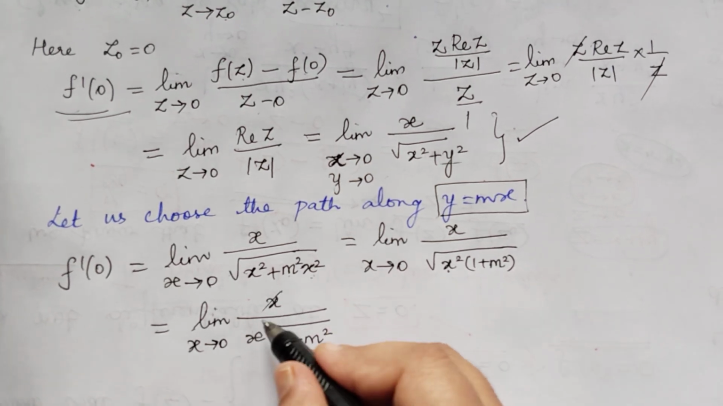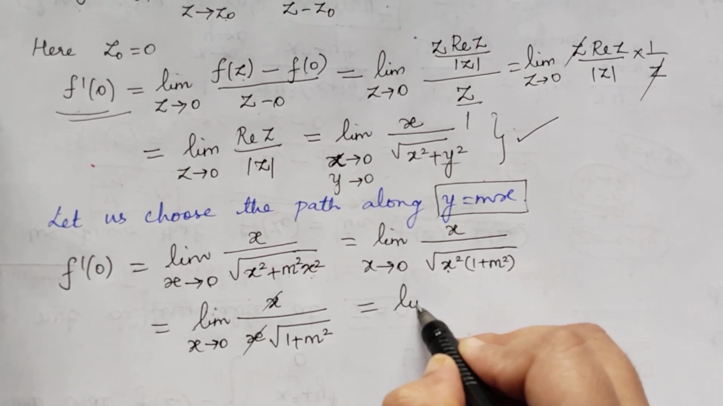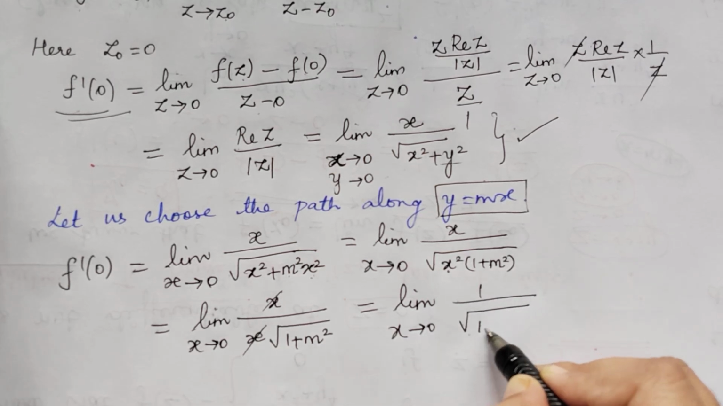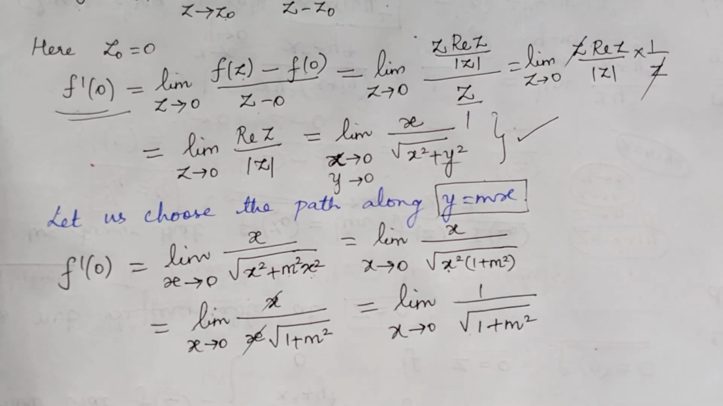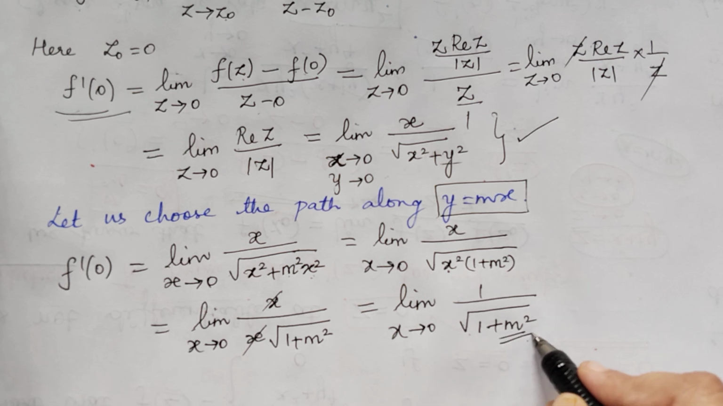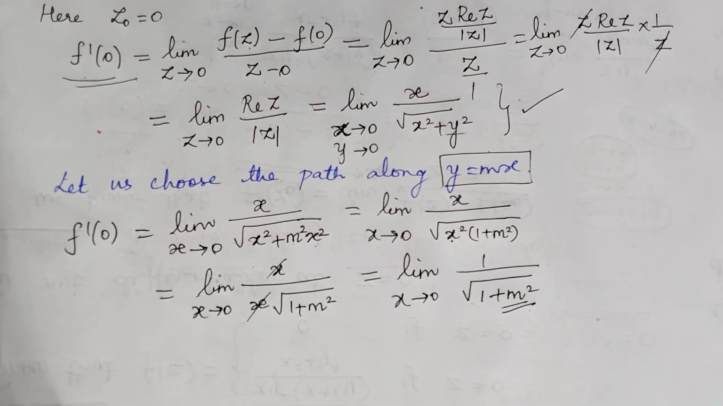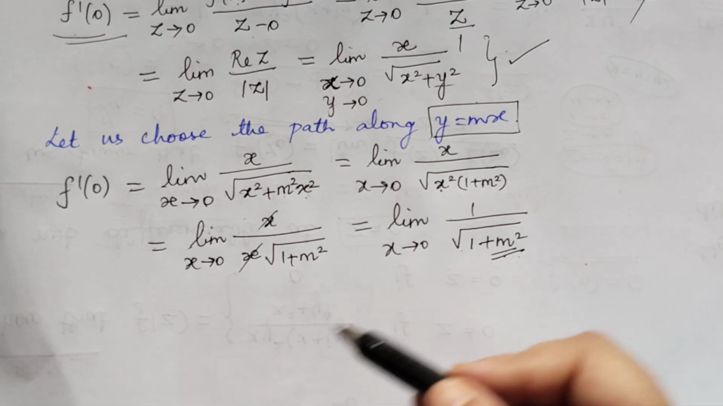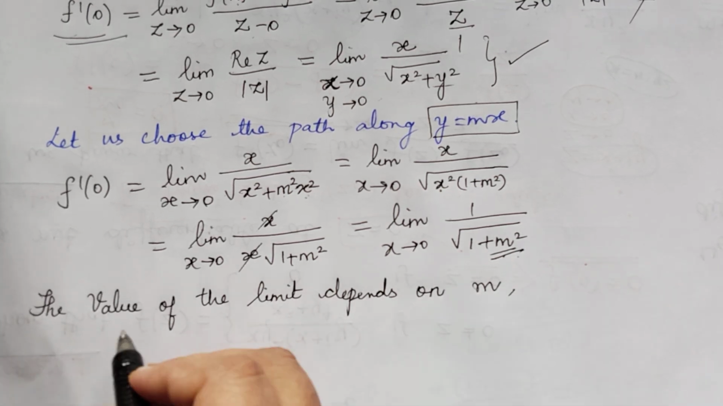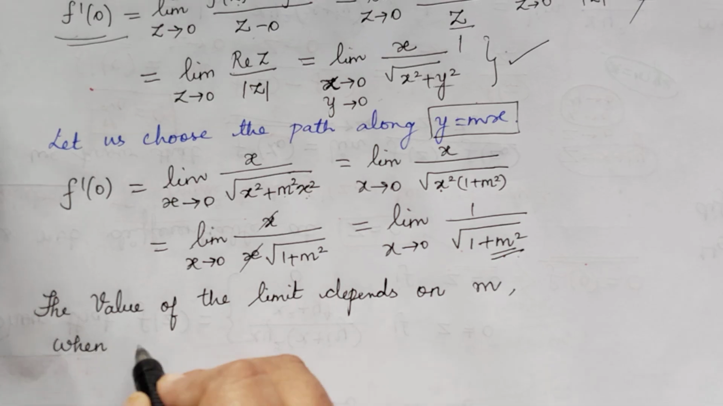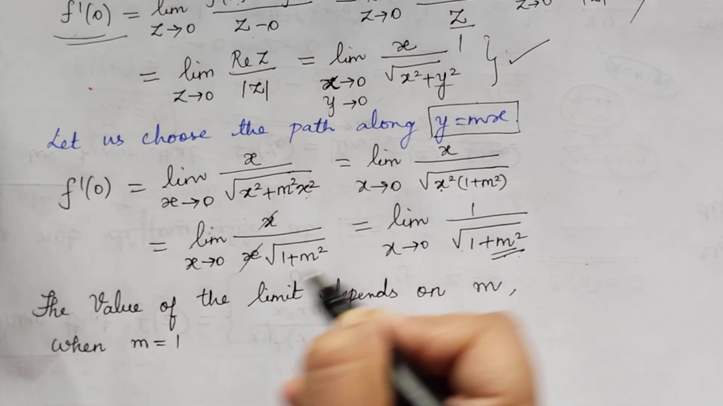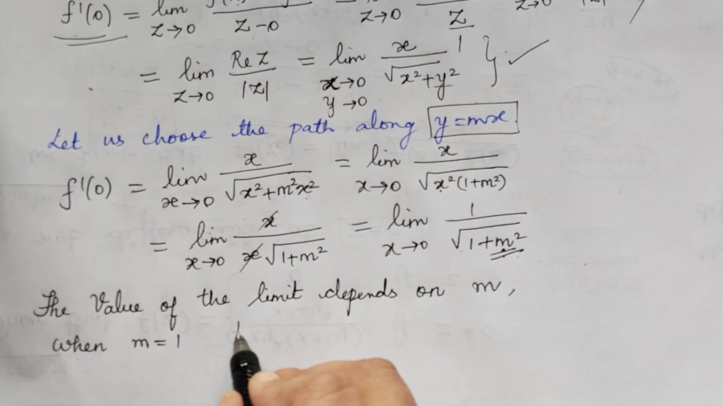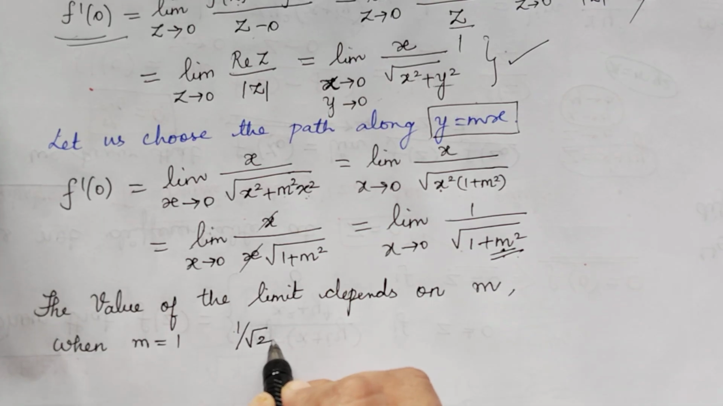And so further this x and x get cancelled, and we have the limit x tends to 0 of 1 by the square root of 1 plus m square. We see that the limit depends on the value of m. So as the value of m changes, the limit will also change. The reason is, for example, we shall take when m is equal to 1. What will happen when you substitute m as 1? The limit will be equal to 1 by square root of 2.